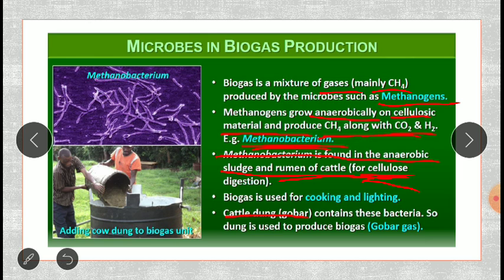that is from the gobar, and this gobar contains the bacteria. So this dung, that is your gobar, is used to produce the biogas, also called gobar gas. This biogas is used for cooking and lighting.